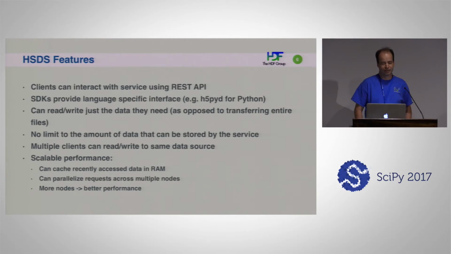So how do you interact with this thing, right? Well, the fundamental interface is the REST API. SDKs provide a language-specific interface. So for this crowd, h5pyd is the Python SDK for the HSDS service. There's no limit to how much data you could have in the service. That's one good aspect of the S3 storage. Multiple clients can be reading and writing from the same data source. Okay, that's a feature that's not part of the standard HDF5 library.